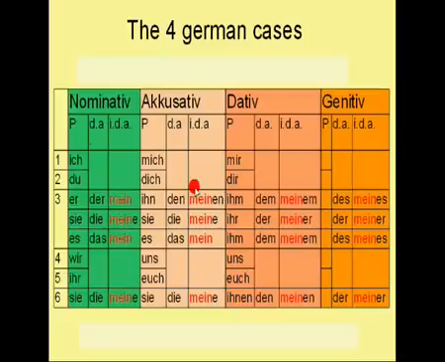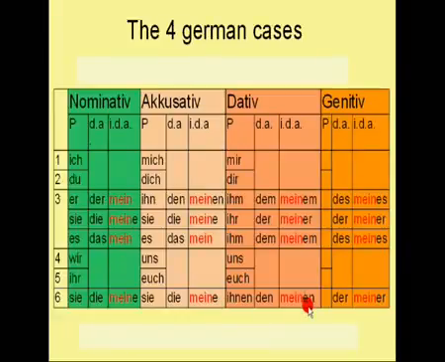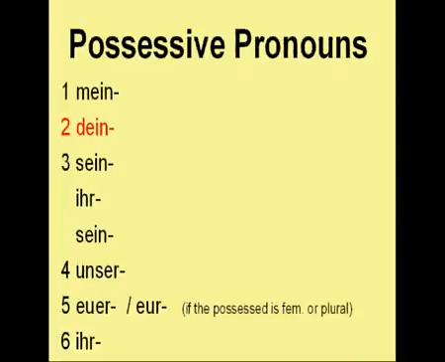And one special thing, the possessive pronouns have a plural form and they have these endings which you need to learn. For the nominative case, all the possessive pronouns have the ending e. Same is true for the accusative case. In the dative case, all the possessive pronouns have the ending en, and in the genitive case, they have the ending er. If the possessor is in the second person singular, the word stem is dein, and so we replace ein with dein in every case.